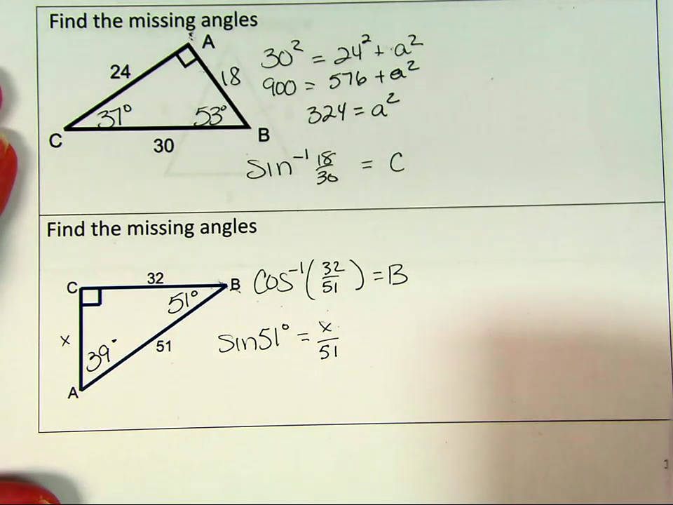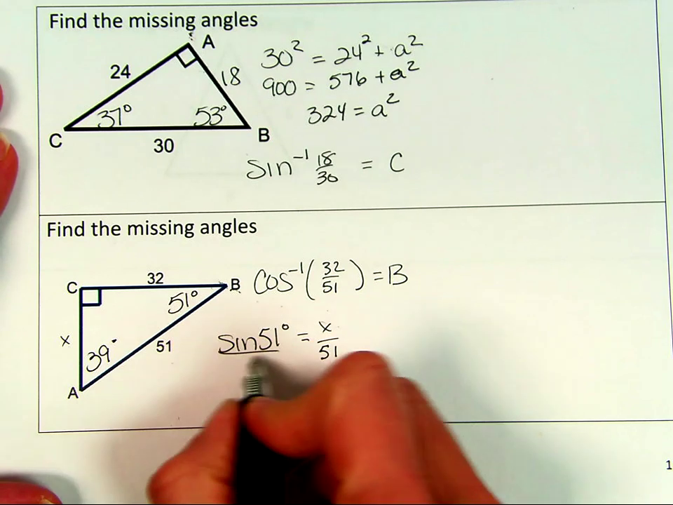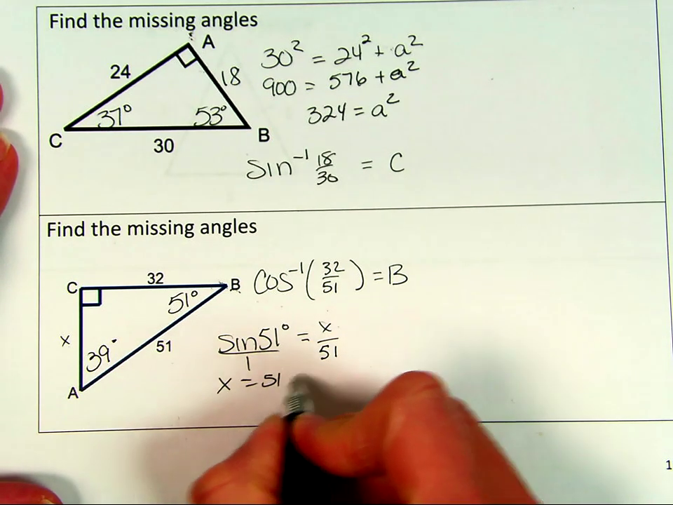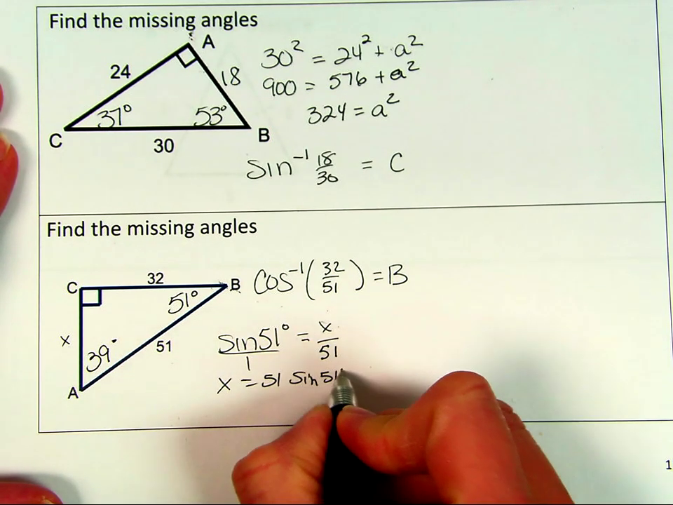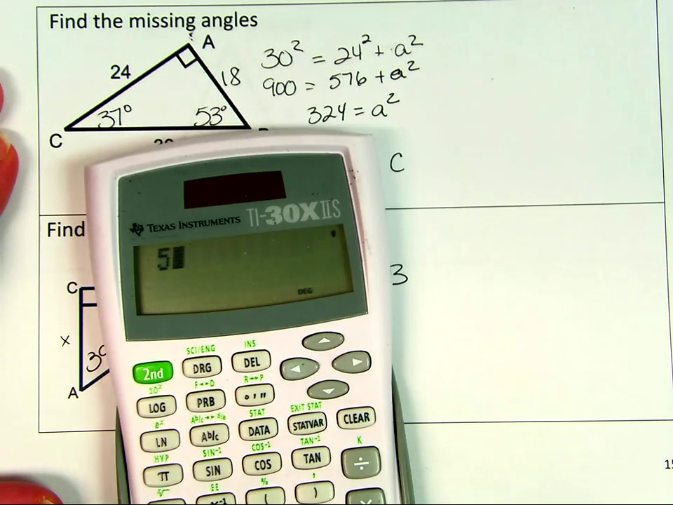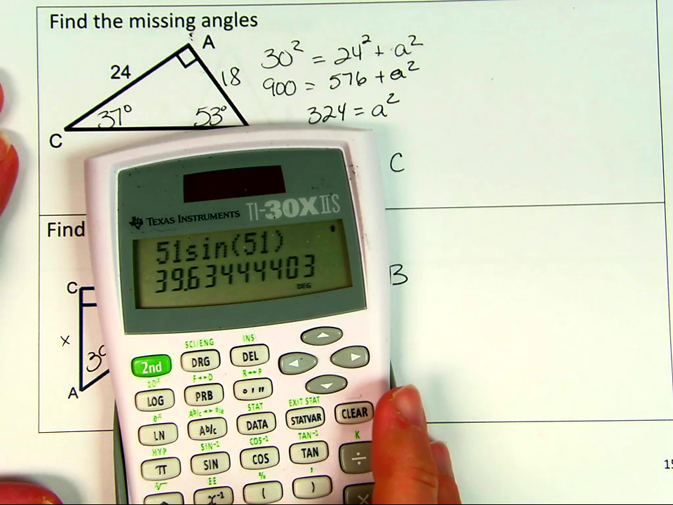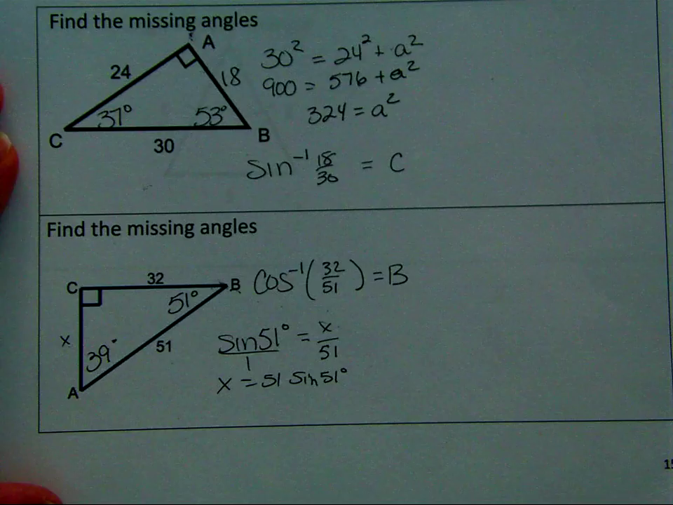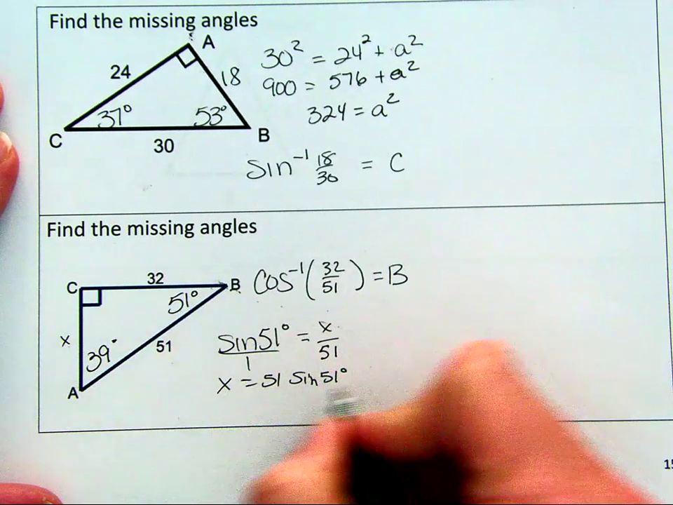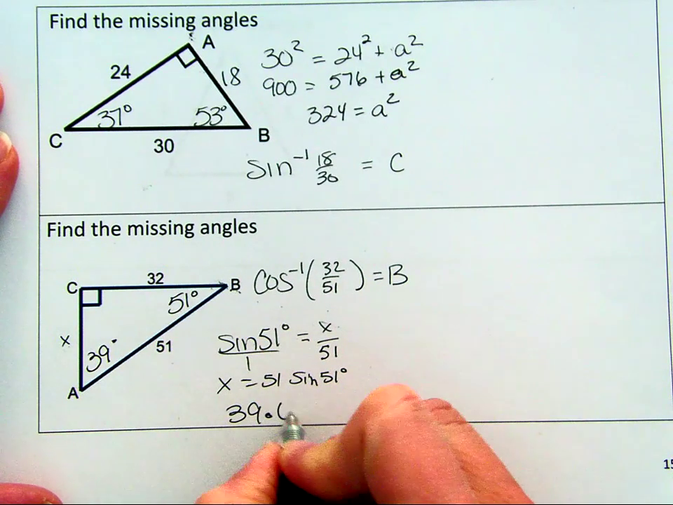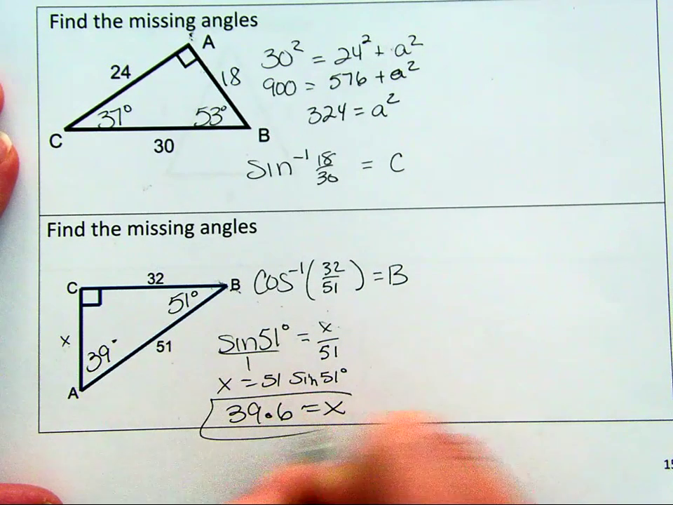Okay, so I'm going to cross multiply, so I get x equals 51 times the sine of 51. So 51 times the sine of 51 is equal to 39.6. This time I'm going to round to the nearest tenth because usually lengths are rounded to the nearest tenth. So x equals 39.6, and we have found all our parts.